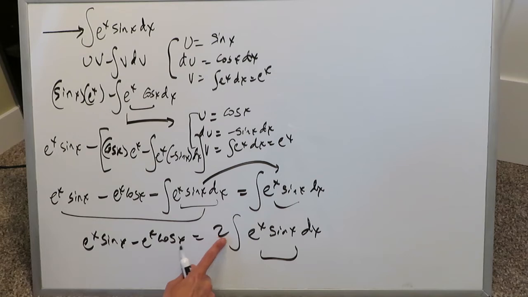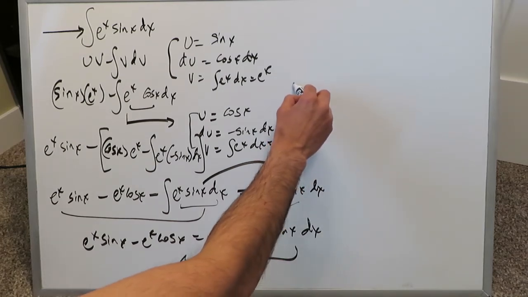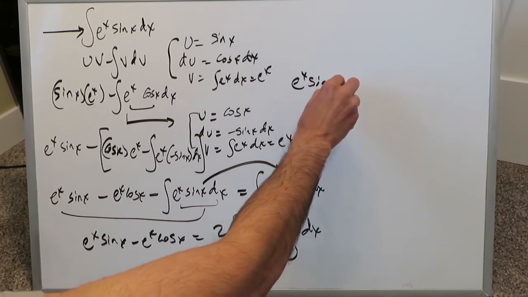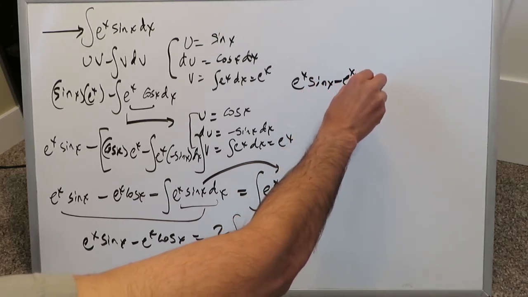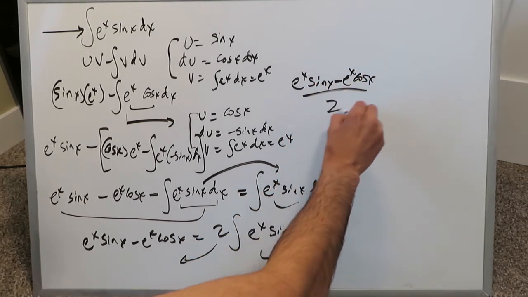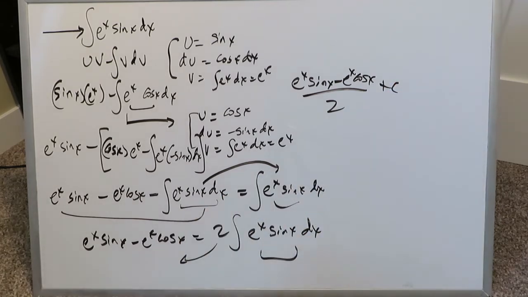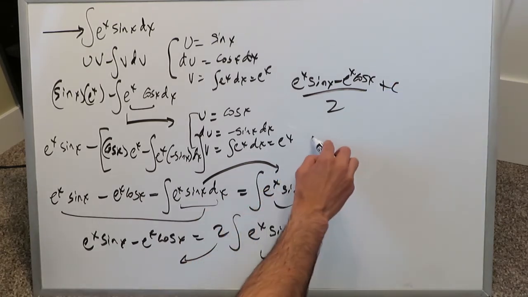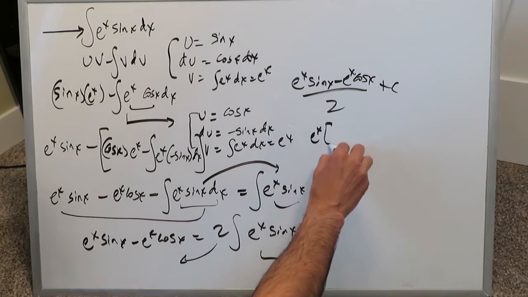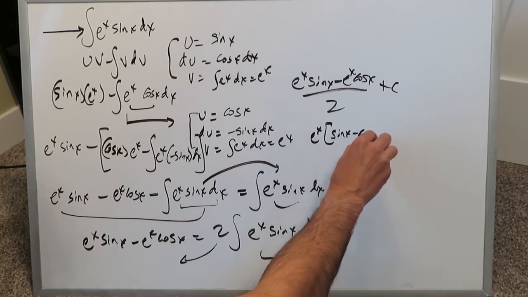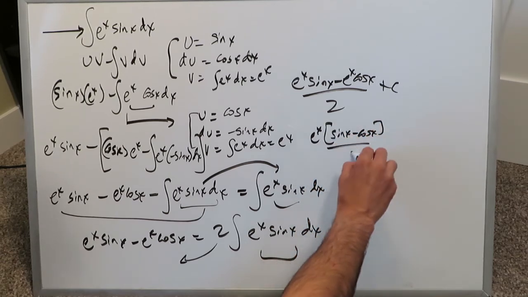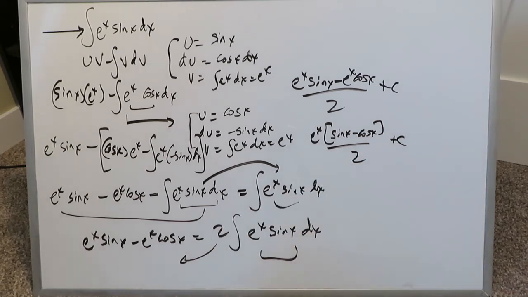Now all you have to do is just solve for this by taking 2 on the other side, and it divides. Our final answer will be e to the x sine x minus e to the x cosine x over 2 plus c. If you want to present a better answer, you can isolate the e to the x and just do e to the x times sine x minus cosine x over 2 plus c, and that would be your good answer.